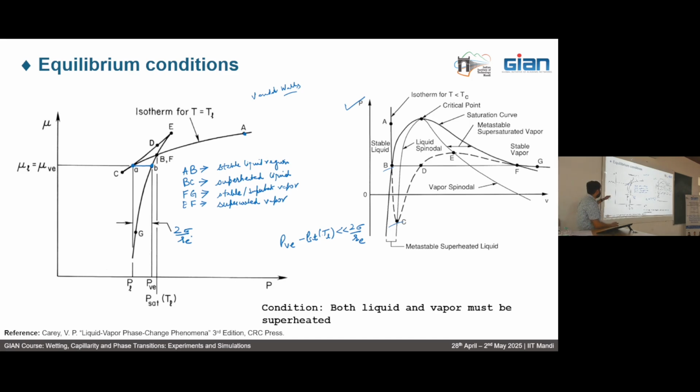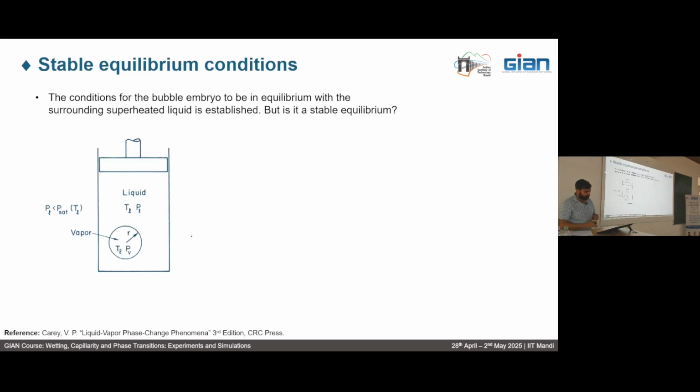Now, since we have established the condition that for the vapor to be in equilibrium with the liquid, they must be in a superheated form, let us also try to see if this equilibrium is stable or unstable, whether the bubble will sustain, grow, or shrink. That we will discuss now.